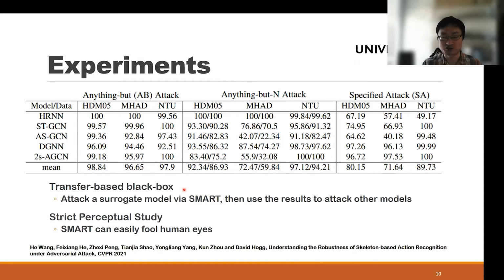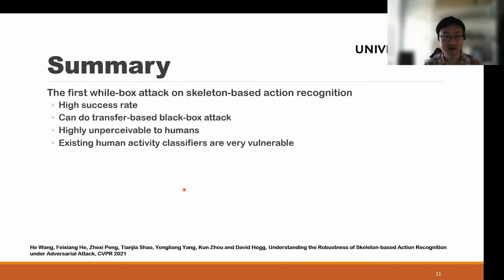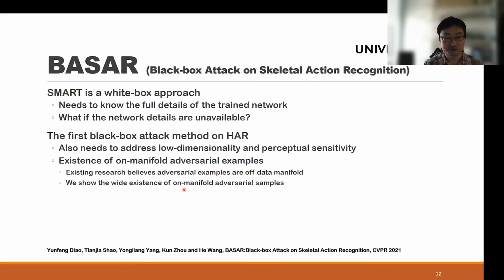We also did, like we mentioned, a very strict perception study to see if people can visually spot any difference before and after attack. And it turns out it's been quite successful. So that's the very first piece of our work, which is a Whitebox Attack on skeleton-based action recognition. It has a high success rate. It can do transfer-based Blackbox Attack. It's highly unperceivable to humans, and it proves that existing activity classifiers are all vulnerable. So this is, very quickly, the first piece of work.